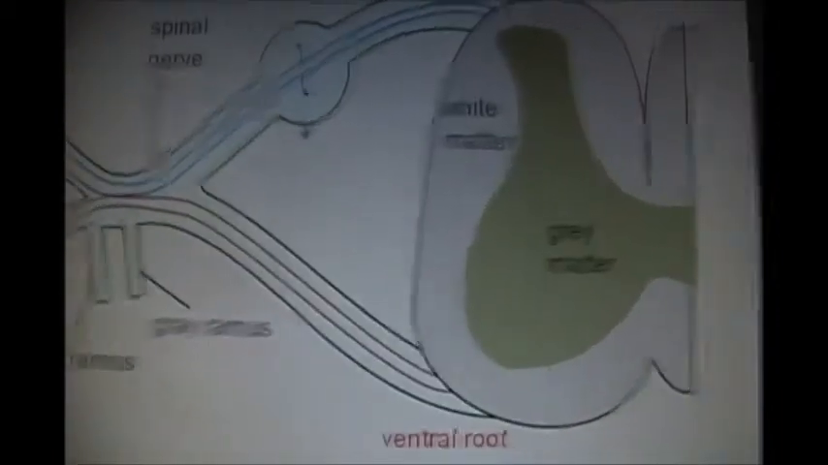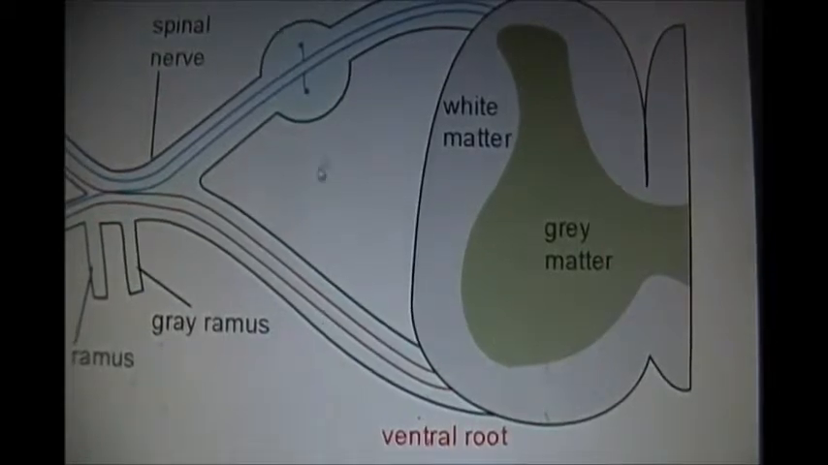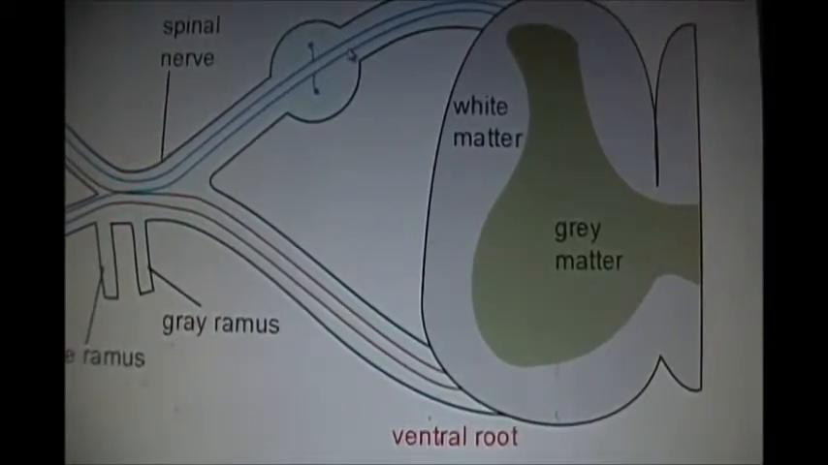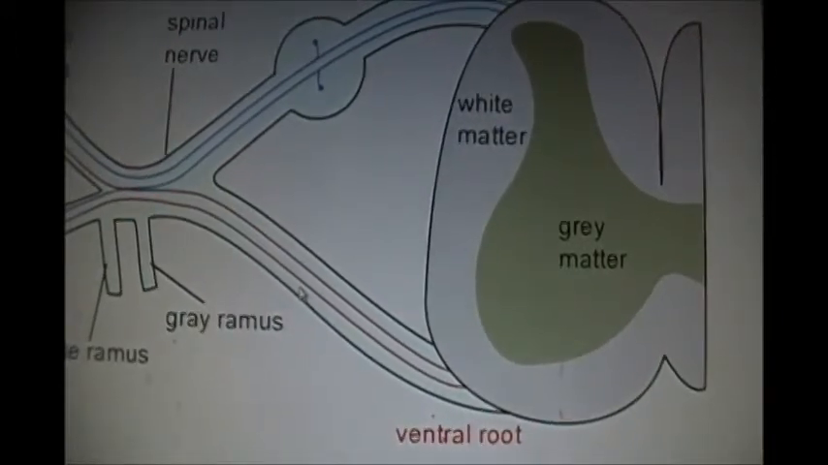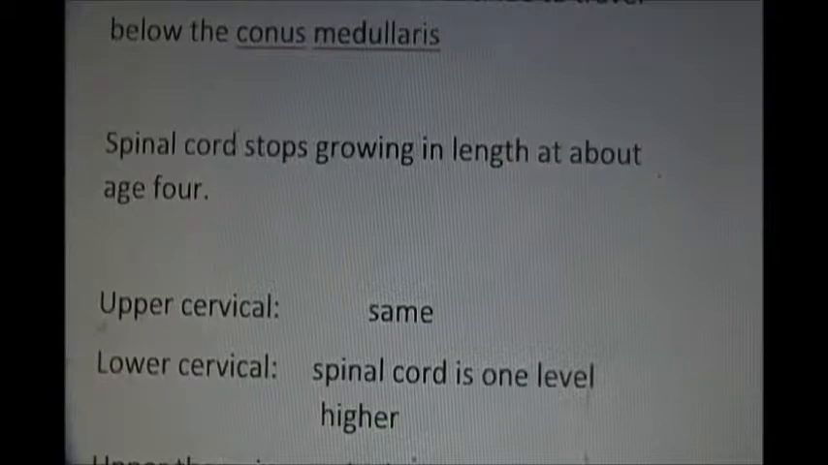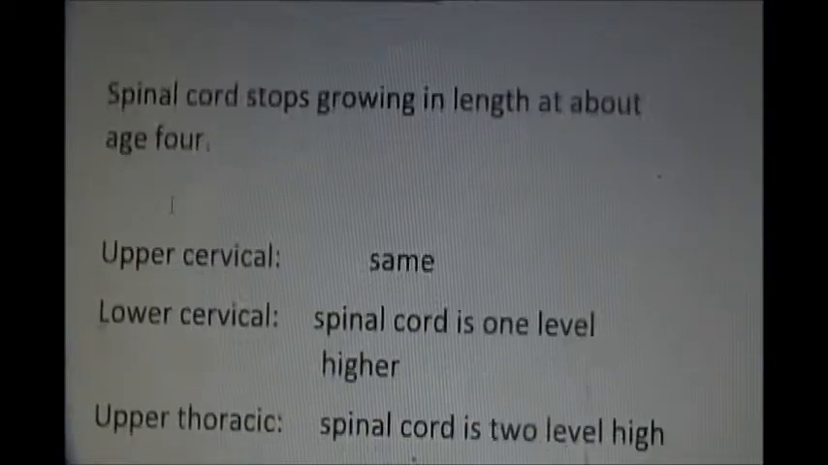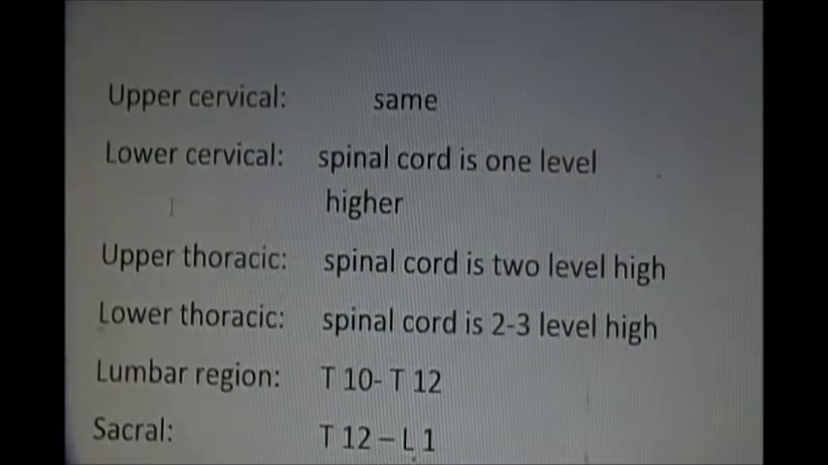Both the dorsal root and the ventral root contain three types of fibers: the visceral, the somatic, and the autonomic fibers. The spinal cord stops growing in length at about the age of 4, but the bones keep on growing. So the level of the spinal cord and vertebrae is different. Which is like this.